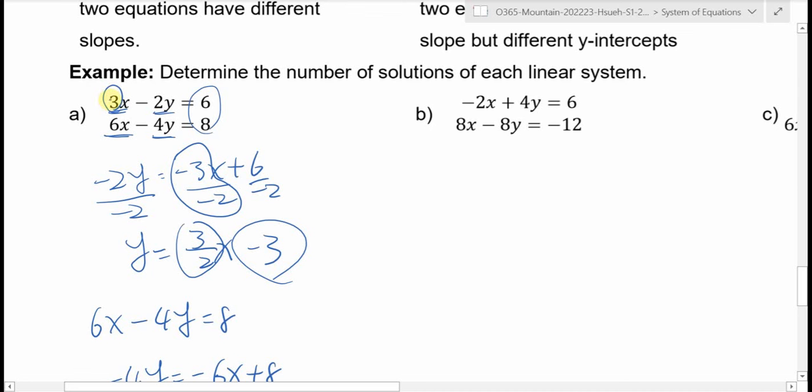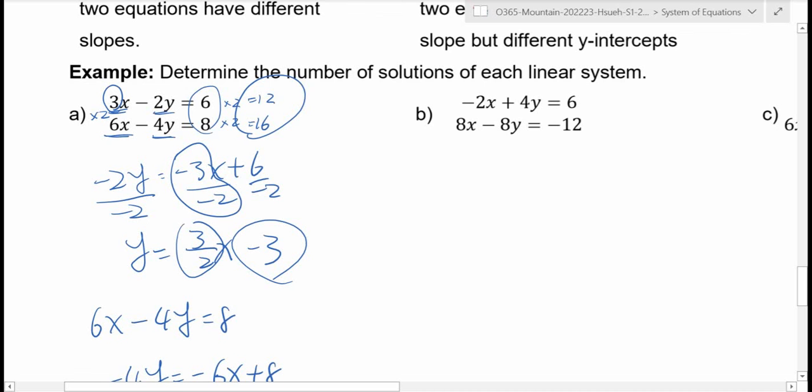So notice how if you multiply 3 by 2, you get 6. Negative 2 times 2 is also negative 4. Again, that's why they have the same slope. But if you multiply 6 by 2, that gives you 12, and here this gives you 16. They do not give you the same value.